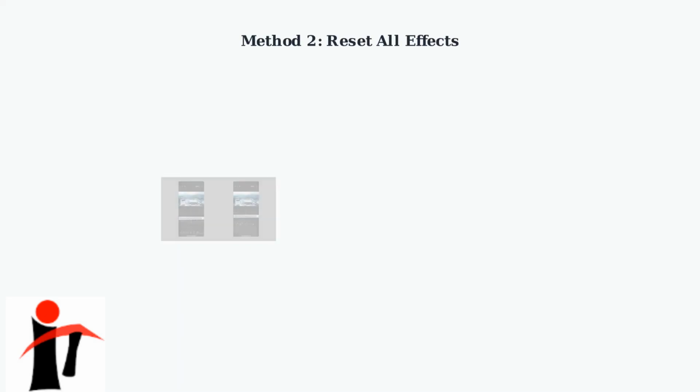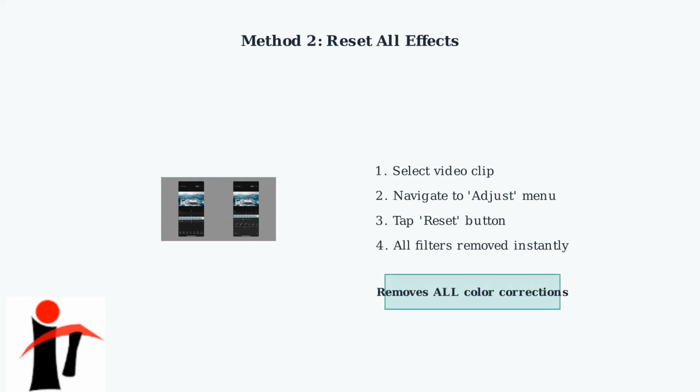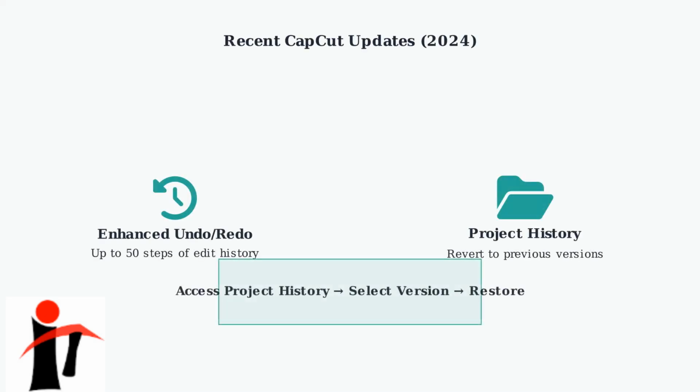Method 2 uses the Reset function in the Adjust menu. This powerful option removes all color corrections and filters simultaneously, making it perfect when you want to start fresh with your original footage. Recent CapCut updates have introduced enhanced undo and redo functionality with up to 50 steps of edit history, plus a new project history feature that lets you revert to previous versions before filters were applied.